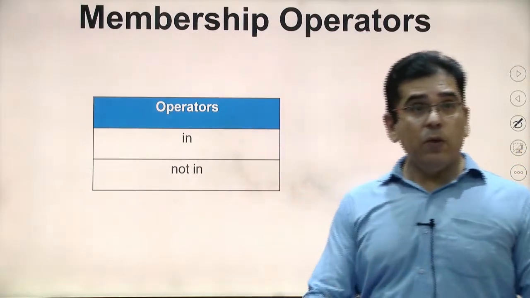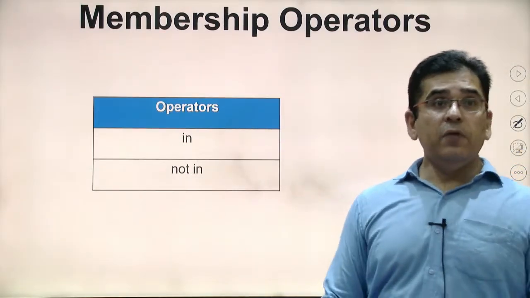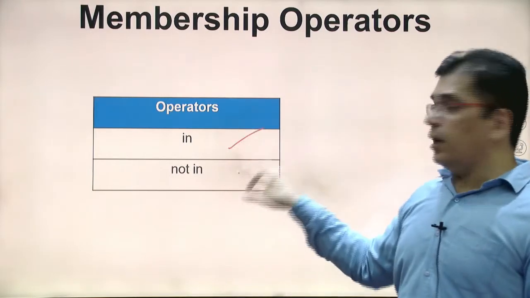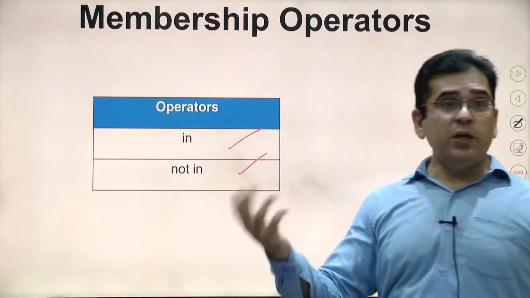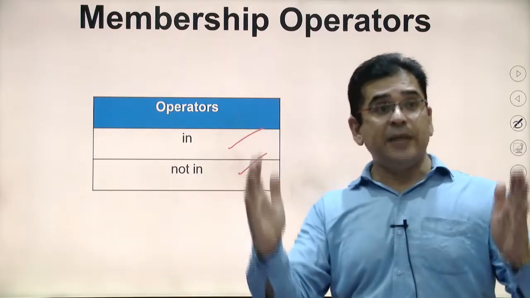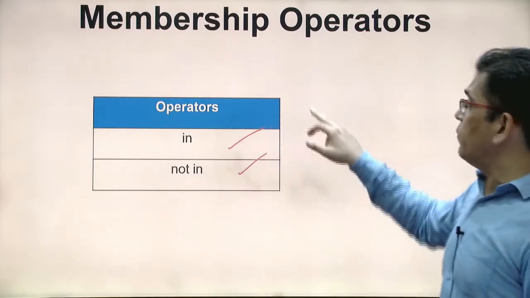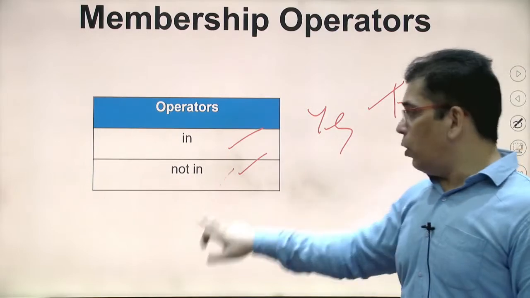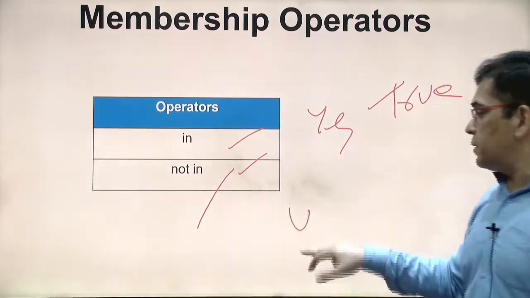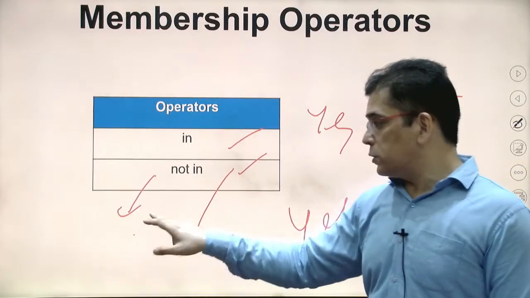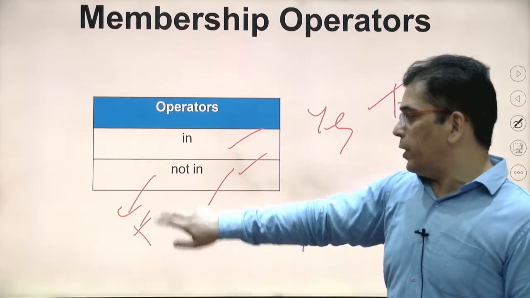Now the last two kinds of operators. One is the membership operator: one is in and another is not in. If an item is found in a set, then the in operator will give true. If it is not in the set, then the not in operator gives true, but if it is in, then the not in operator will give false. It is like a binary boolean operator.